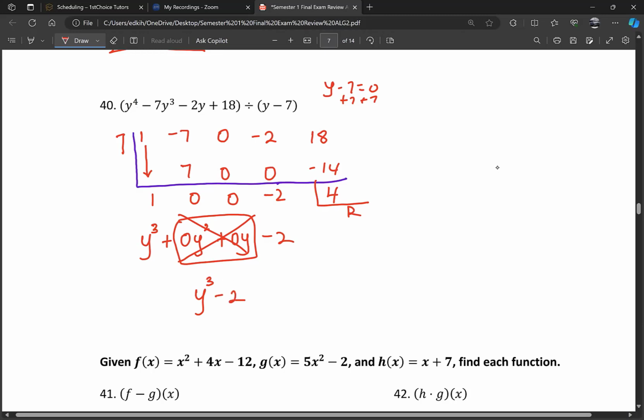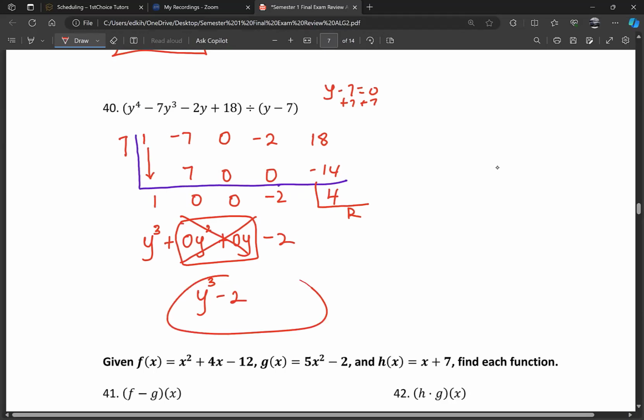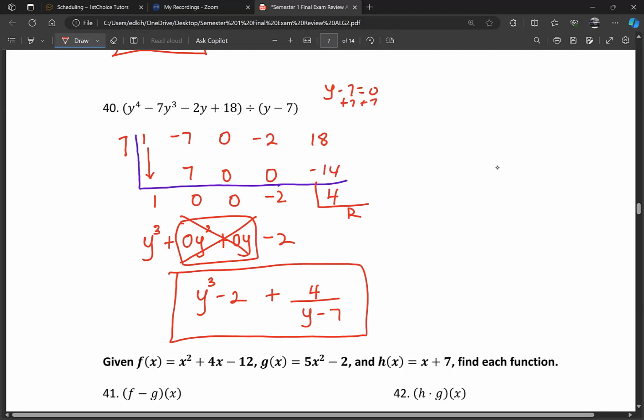Now, wait, sorry, we have a remainder for this problem. So here's what you do with the remainder. You attach it to your answer here. Since it's a positive 4, I'm going to say plus 4 over your divisor, which is y minus 7. This is the full answer to that question.